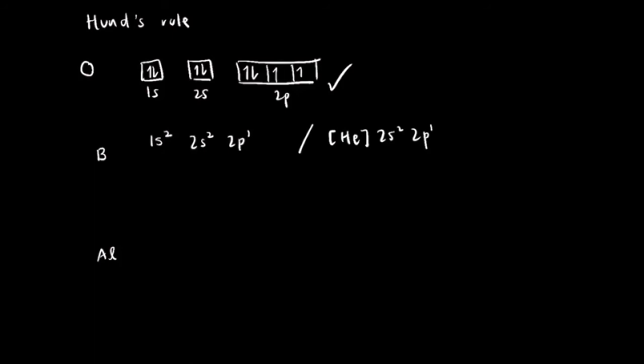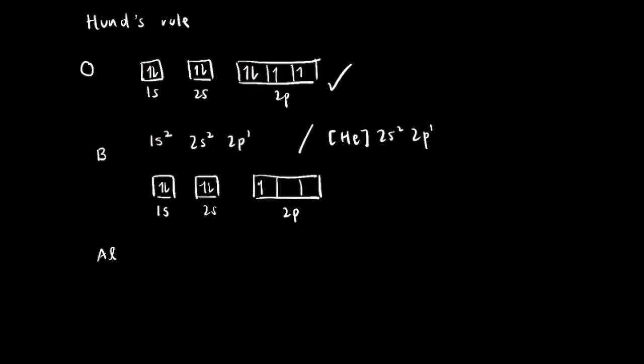The arrow in box diagram would look like this, with 2 electrons in 1s, 2 electrons in 2s, and 1 electron in the 2p orbital. Taking note that you still have to draw 3 boxes for the 2p sublevel.